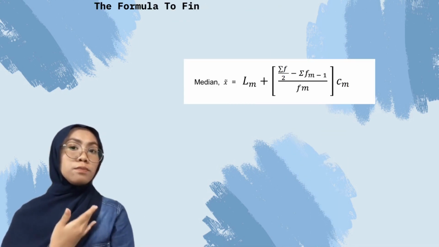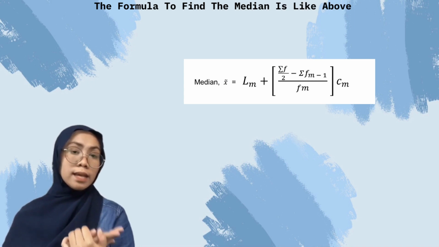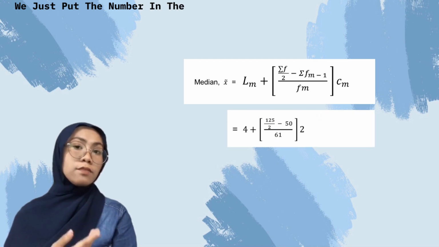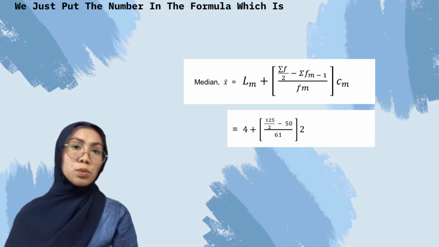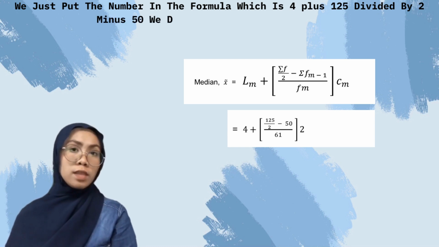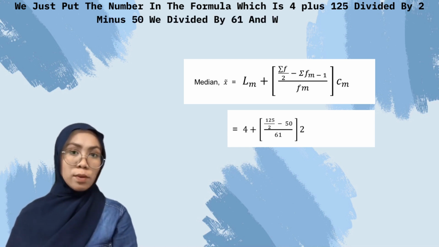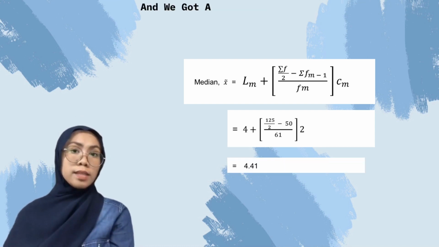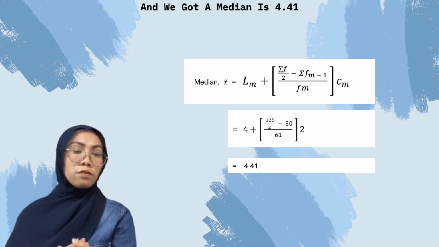The second one is we want to find the median. The formula to find the median is like above. We just put the numbers in the formula, which is 4 plus (125 divided by 2 minus 50), we divide by 61 and we times 2. And we got the median is 4.441.